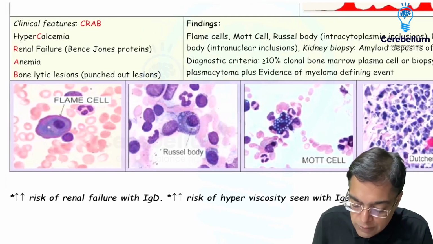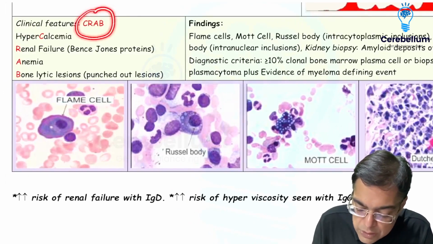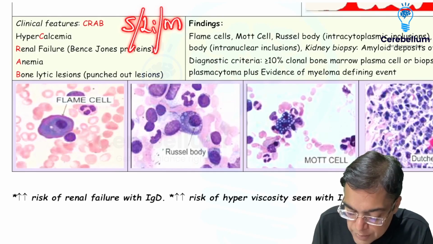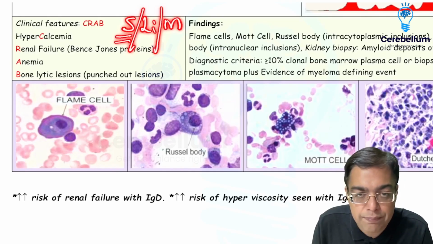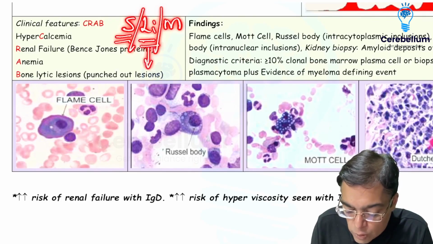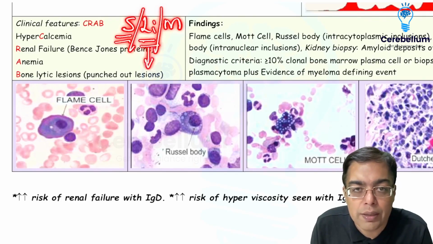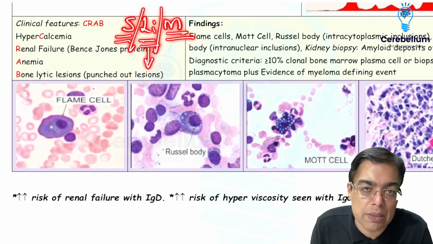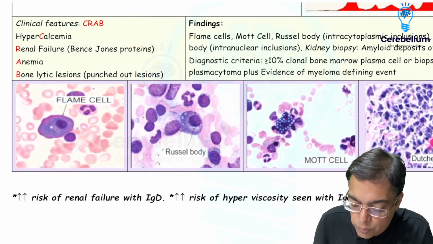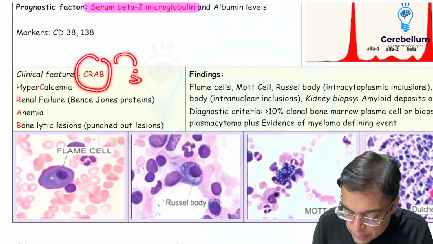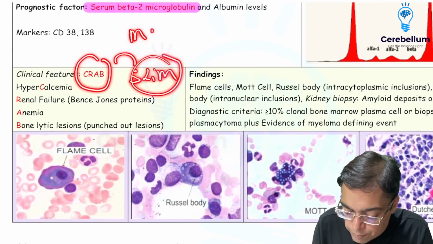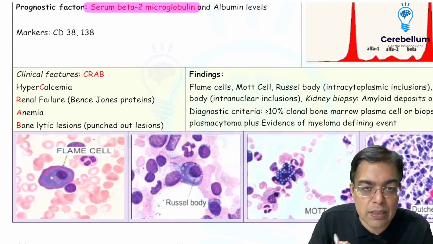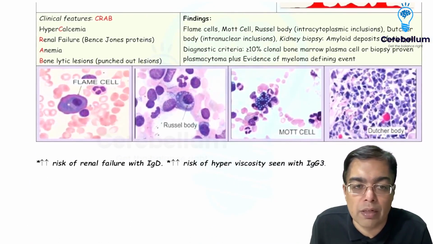Apart from the presence of the CRAB criteria, we do have the presence of what is nowadays given the name of the SLiM criteria. So you may be showing the presence of more than 60% of the clonal plasma cells. You can be showing the presence of the involved light chains in a ratio of 100:1. You could be having the presence of the MRI finding or the radiological investigation showing you the presence of at least a lytic lesion. So these are what are going to be given the name of the CRAB and the SLiM criteria, and they are being referred by the name of myeloma defining events. That means if they're present, then the diagnosis of multiple myeloma can be made relatively easily.